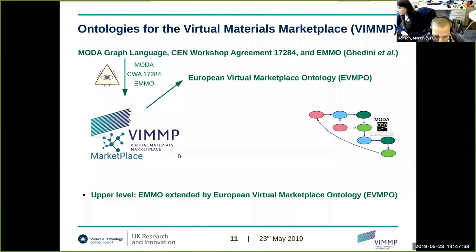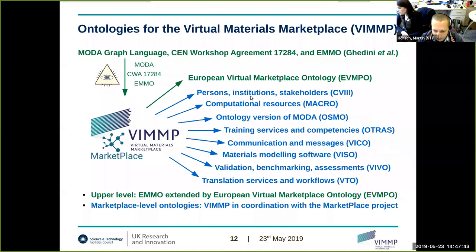Below that, we develop a series of marketplace level ontologies. There we have defined them. We have now communicated the first draft version of those ontologies. For example, an ontology that formalizes MODA. This one is called OSMO. I will present that. Ontology on training, ontology on software. Silvia will present this one, and so on.